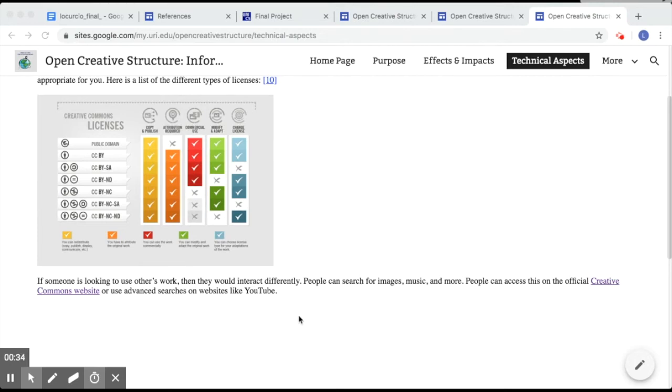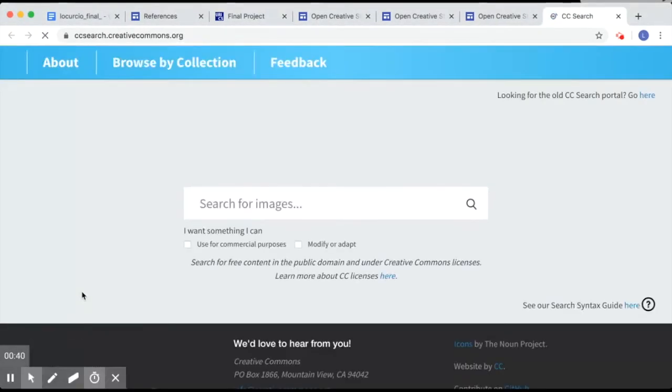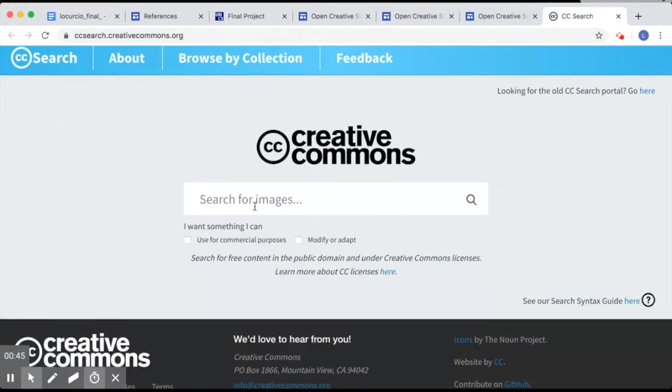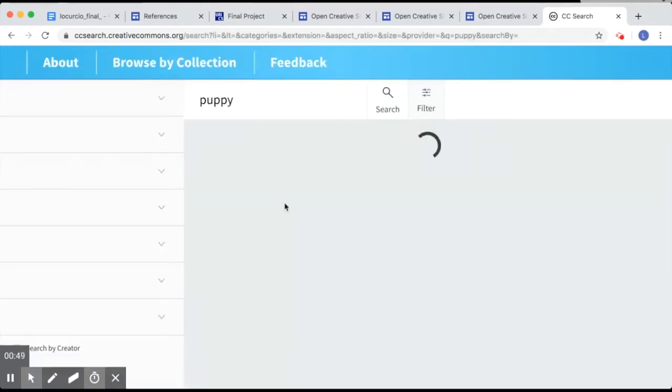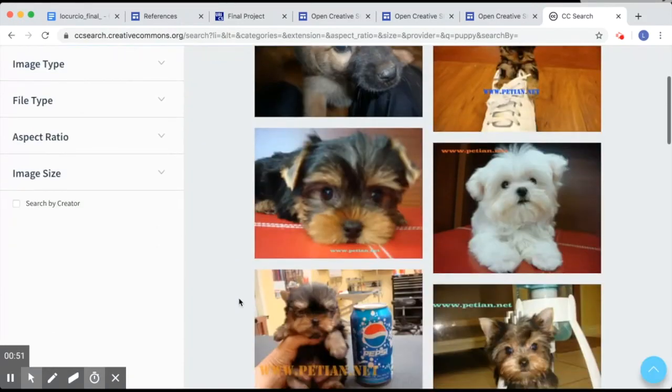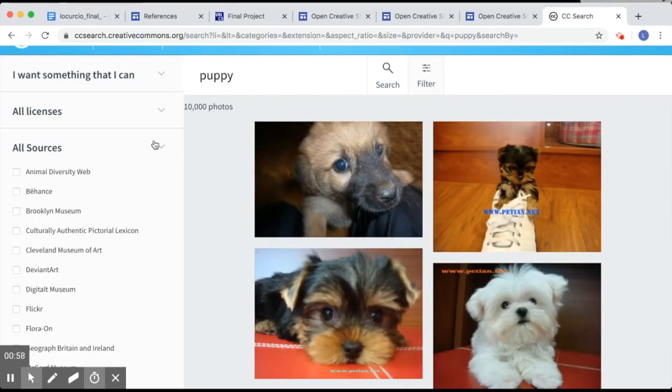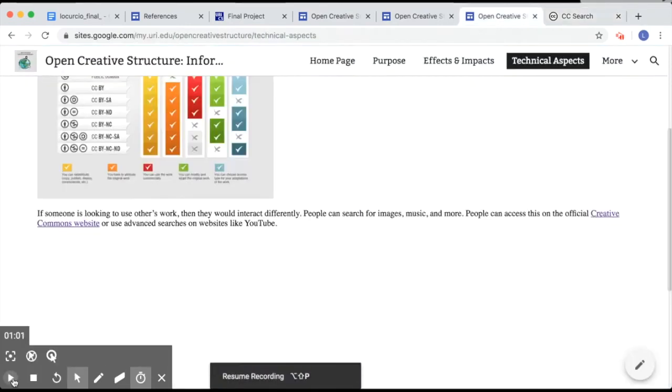People can search for images, music, and more. People can access the official Creative Commons website or use advanced searches on websites like YouTube. See, now this brings us to a search bar in which we can search for, let's say, a puppy. There are many different pictures we can choose from, as well as different factors like file type, image type, and the sources that it's from.